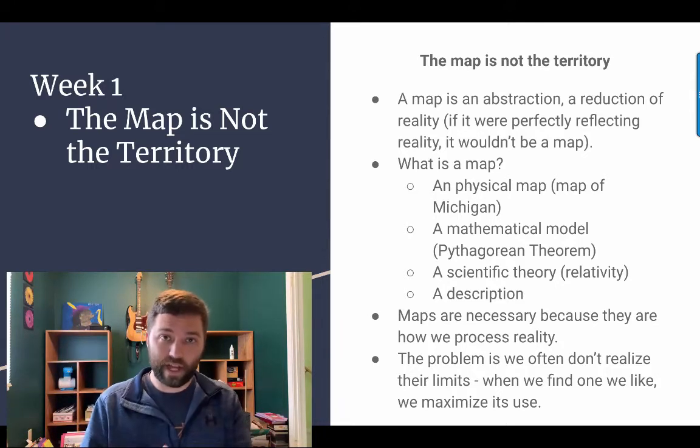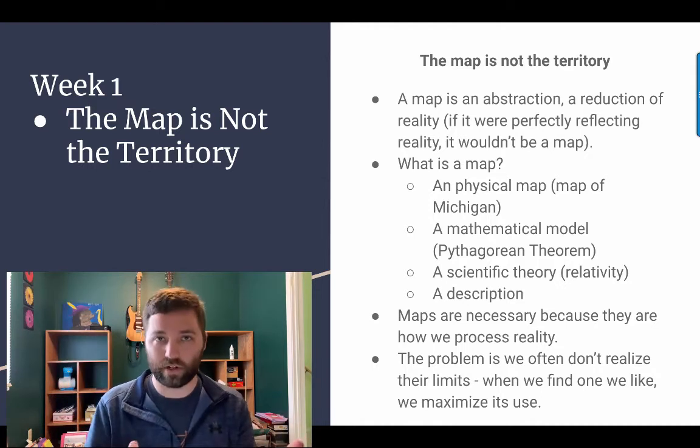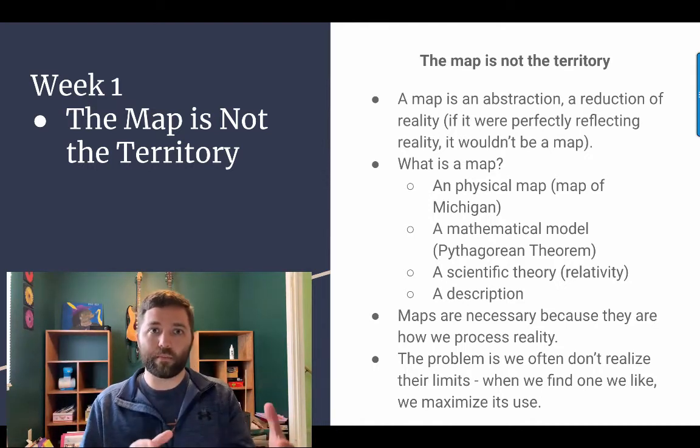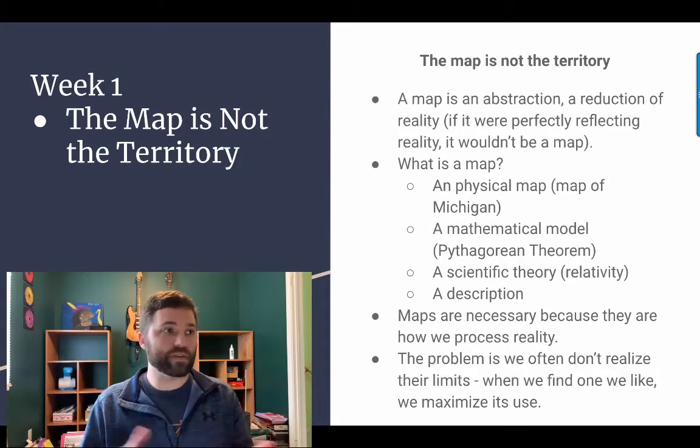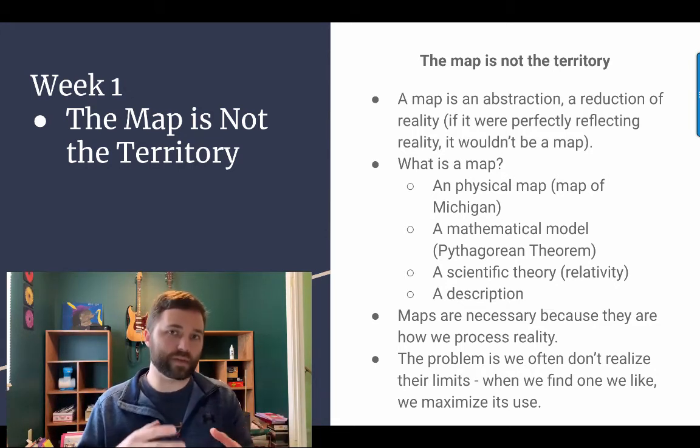So maps are fantastic for this reason, because we don't want a map the size of Michigan, especially if we just want to know what the roads are like and where the roads go. We want a smaller map that we can hold, and we want a map that tells us the roads. Or if it's a topographical map, we want a map that shows us the elevation. But these inherently have limitations.